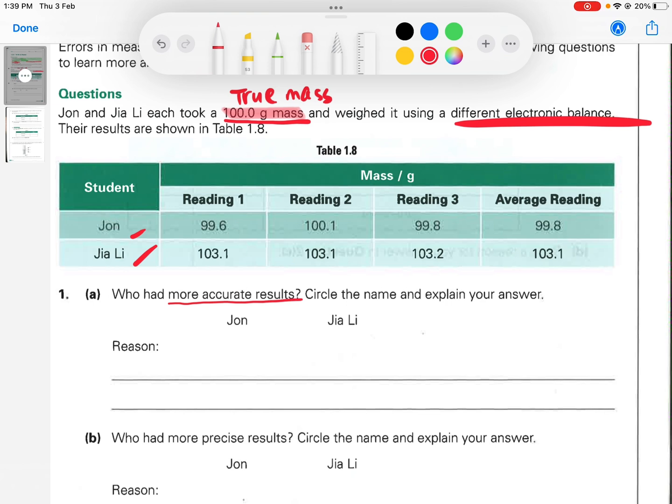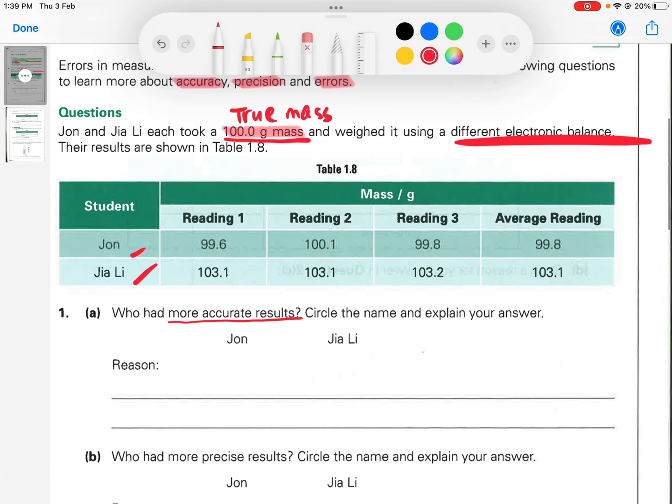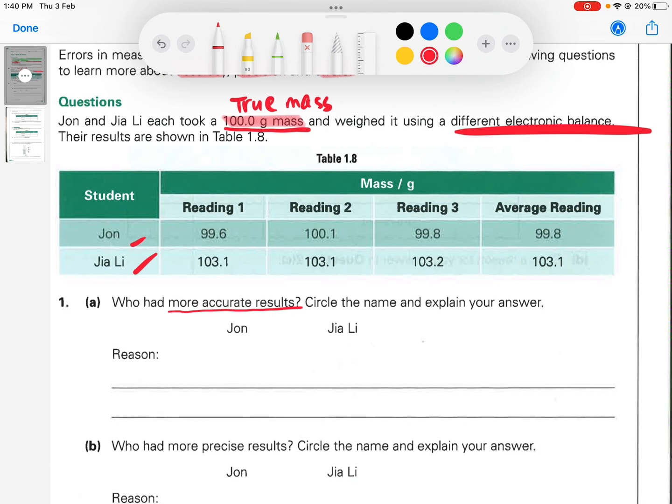Meaning the results are closer to the true value, 100 grams. So whose values are closer to the 100.0 grams? The answer should be John, right? John's results are all very close to 100. So the answer should be John. Okay, so the question is, you circle the name. Circle John.